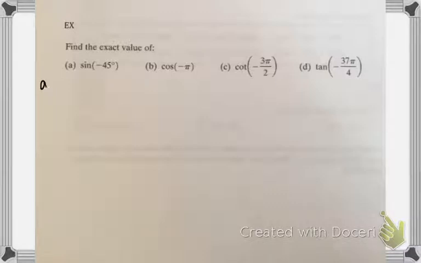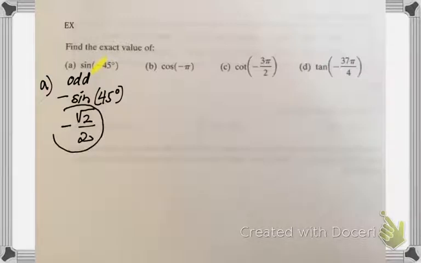So I look at part A. First of all, I cannot have a negative in front of 45 degrees. So I have to rewrite this. Since sine is odd, the negative pops out, and I'm actually looking for sine of 45 degrees. According to PEMDAS, or please excuse my dear Aunt Sally, I have to find sine of 45 degrees first. Sine of 45 degrees is radical 2 over 2, and then I bring down that negative sign. So my answer is going to be negative radical 2 over 2.